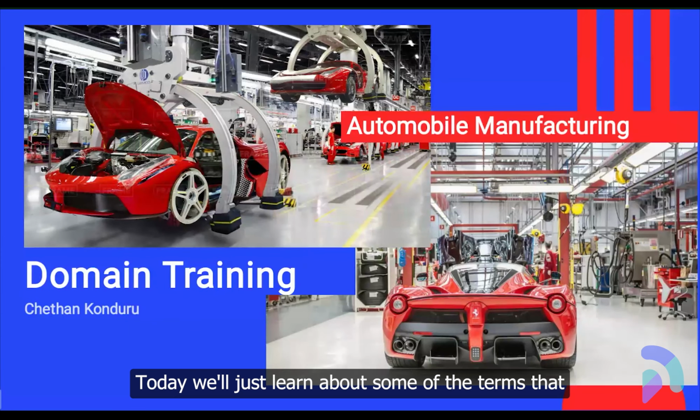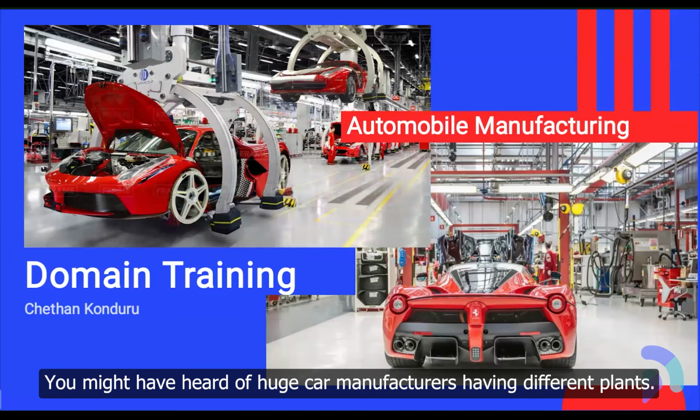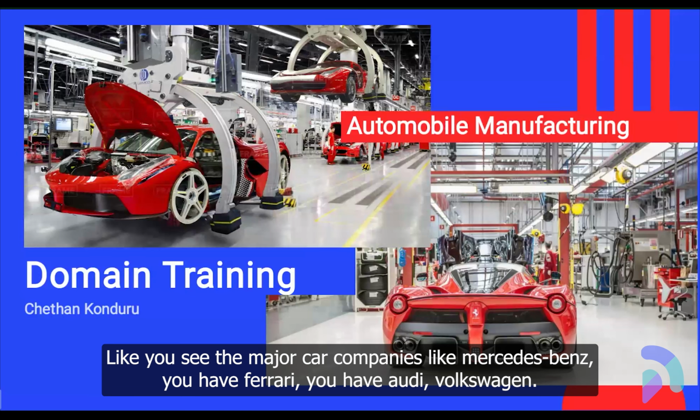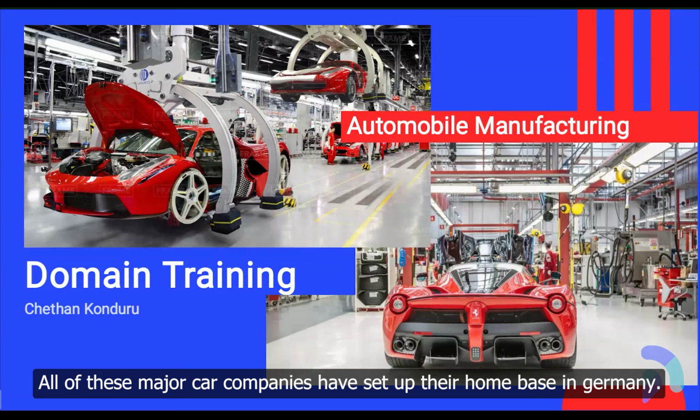So today we'll just learn about some of the terms that are commonly used in automobile manufacturing. You might have heard of huge car manufacturers having different plants. Germany is the biggest country with the most manufacturing plants. You see major car companies like Mercedes Benz, Ferrari, Audi, Volkswagen, all of these major car companies have set up their home base in Germany.